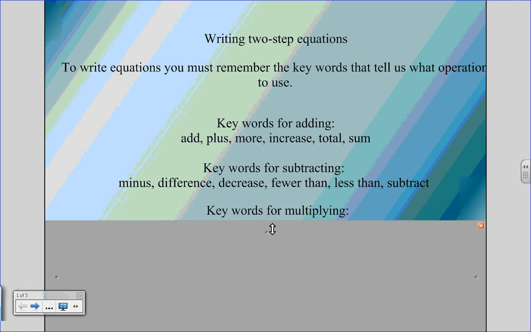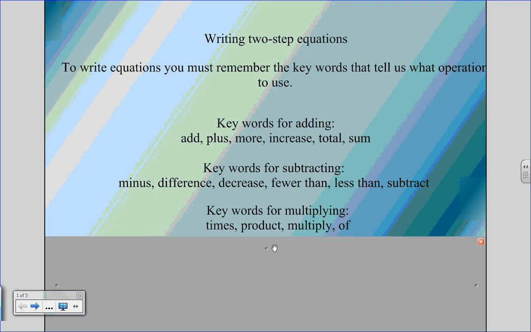Again, some of these should be easy. There's one, hopefully you remembered: times, product, multiply. All those pretty easy, straightforward. Don't forget, when you're multiplying, the word of. The word of tells you to multiply. If you're doing fractions or percents, decimals, that tells you you're going to multiply.